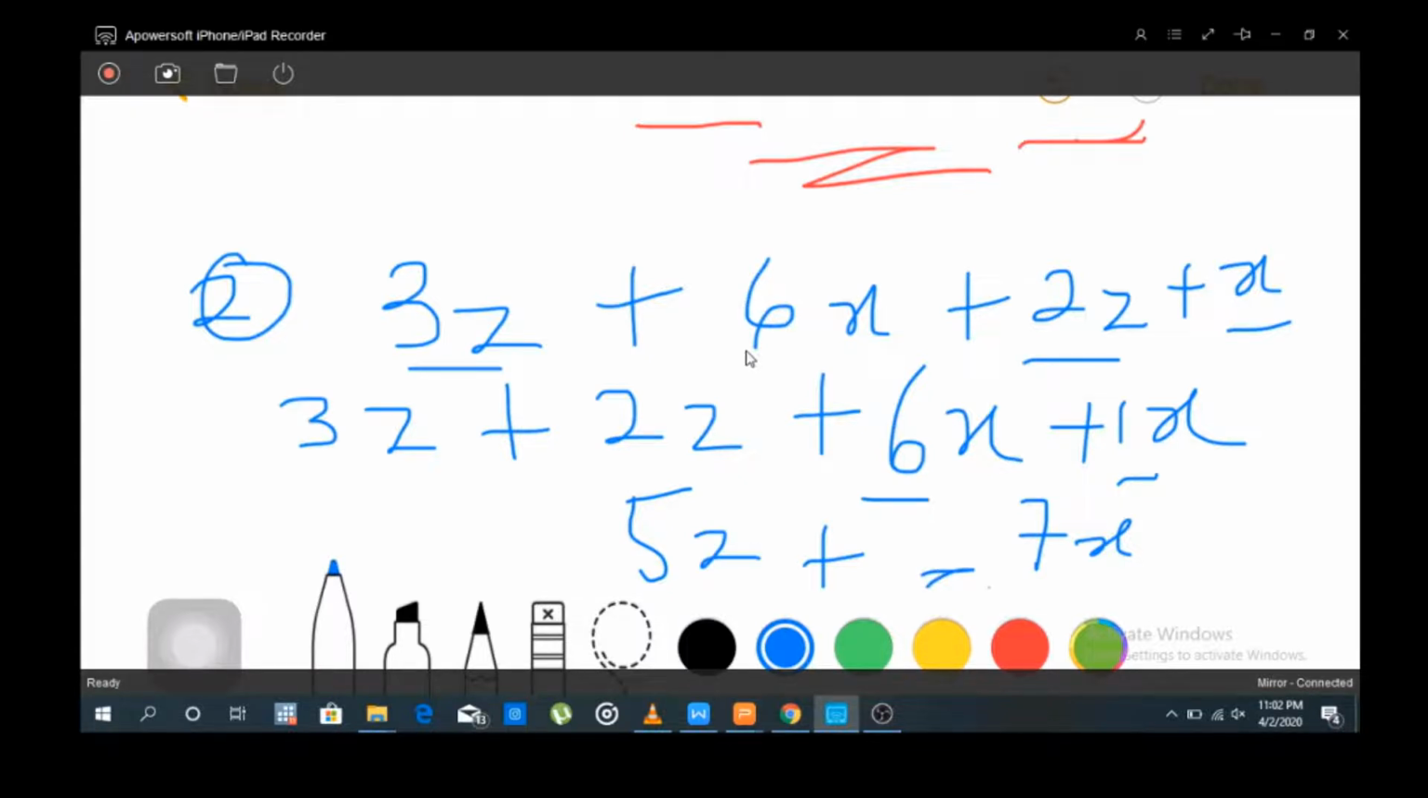Okay, so now this is much easier. When you have addition, you don't need to be extra cautious. You just have to find the like terms and then you group them.